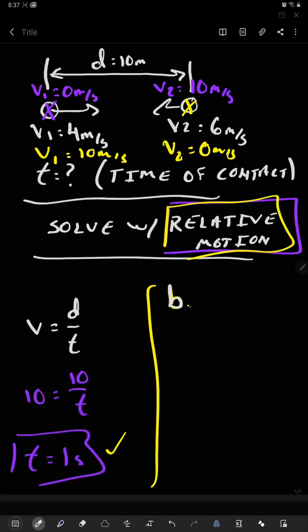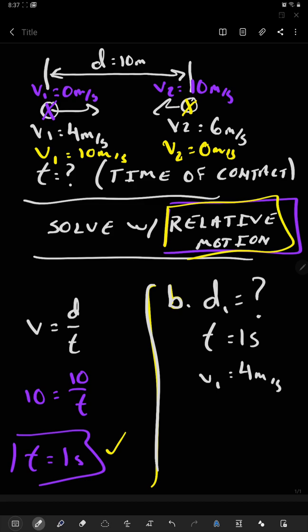So a part B question would be, let's say, how far does object 1 go before it meets? We know it takes 1 second for them to meet. So where does object 1 get to in 1 second? You would use object 1's speed, 4 meters per second.